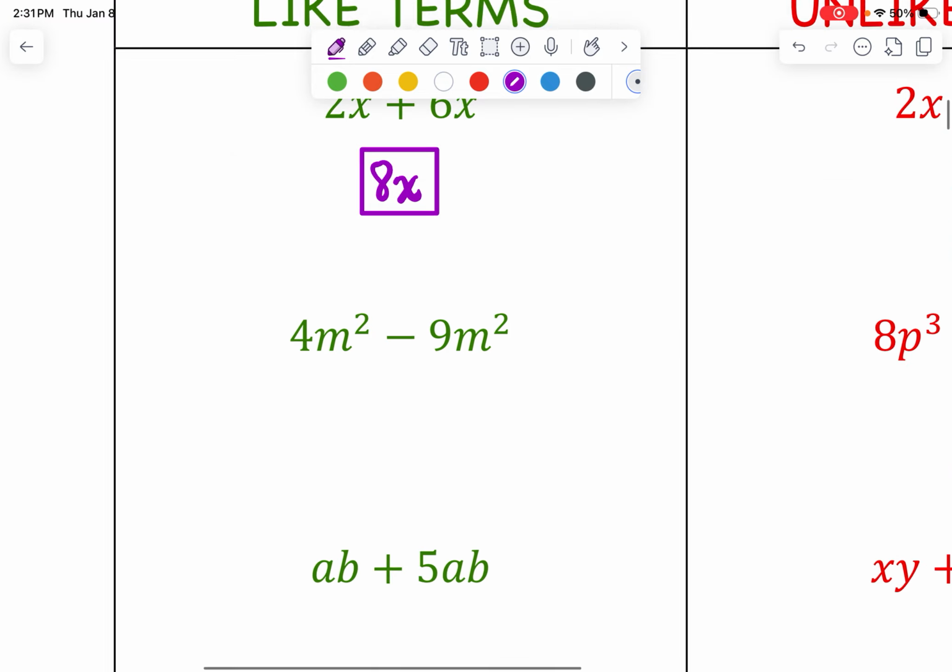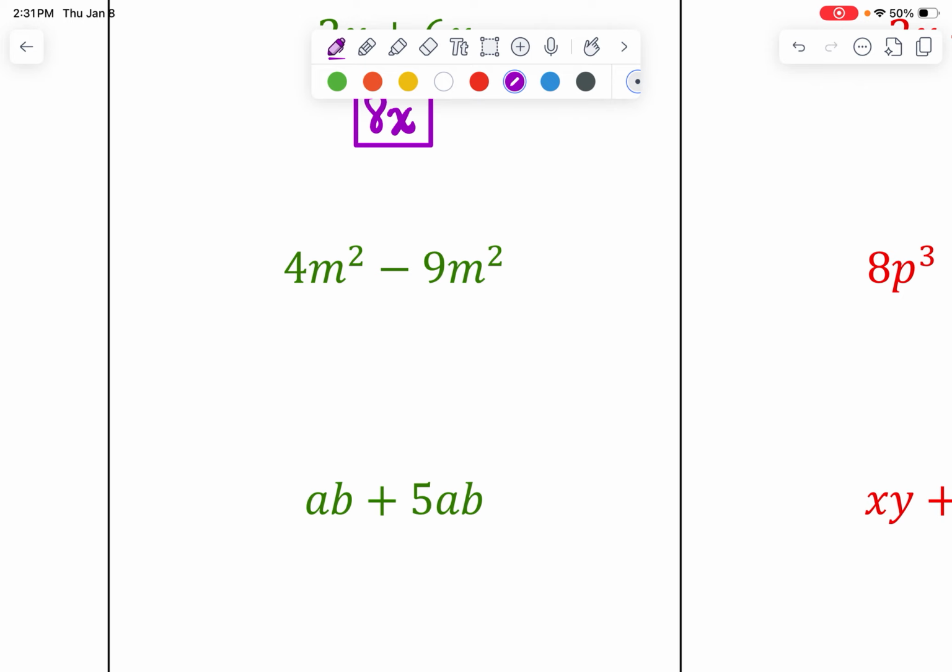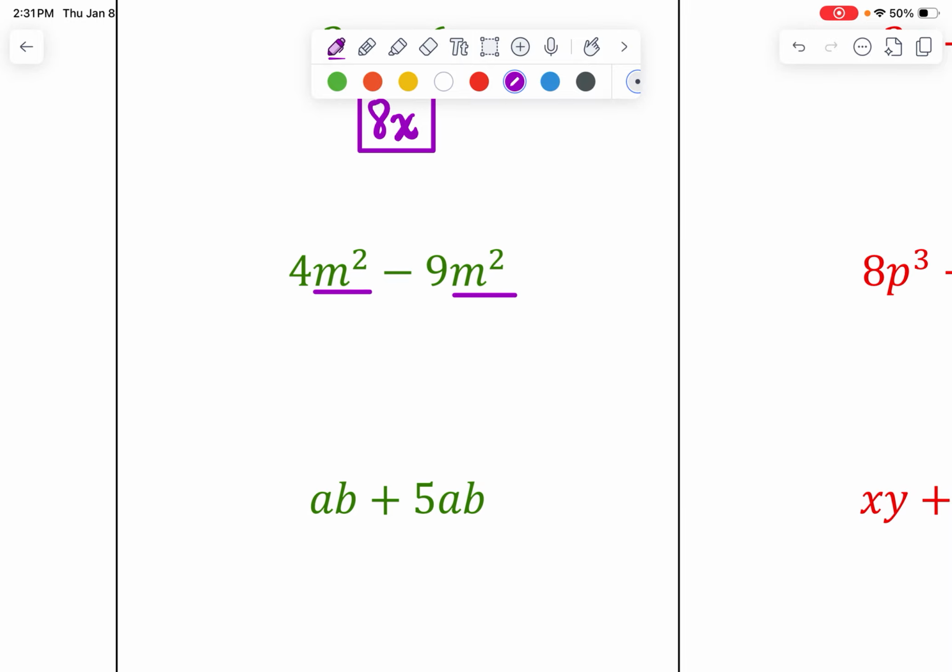Okay. The second one underneath that, we're not talking about x's anymore. Now we're talking about m squareds. And again, I don't really care about the square. I just know that m squareds can only be combined with other m squareds. I can't combine it with an m cubed or just a plain old m. It has to be an m squared. So if I have 4 m squareds and I subtract 9 m squareds, that's going to leave me with negative 5 m squareds.